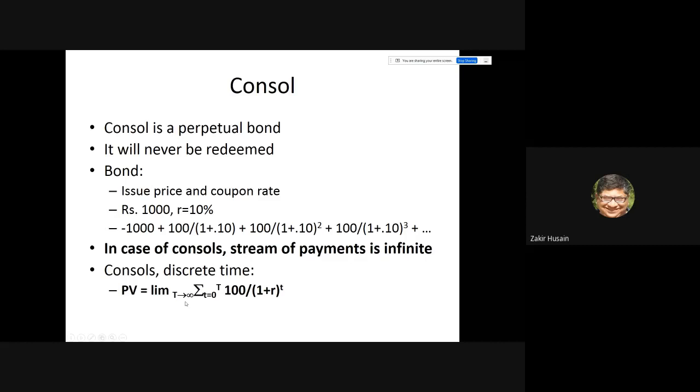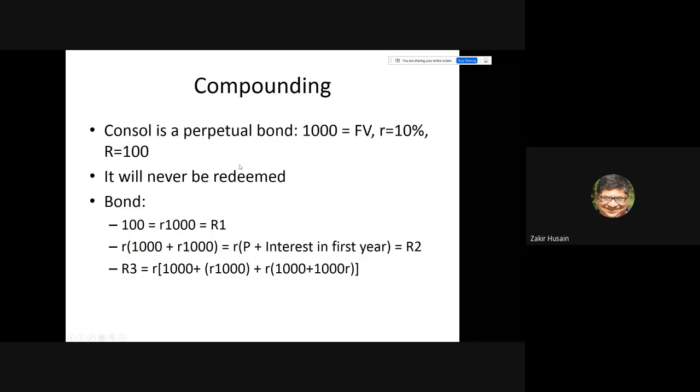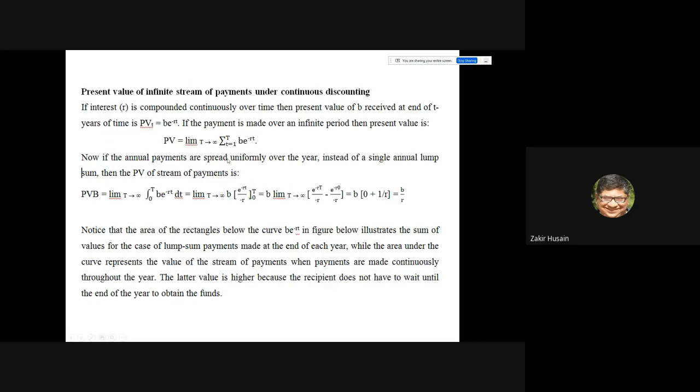Okay. So in discrete time, if the payment is in discrete time, you could say the sum from t equal to 0 to capital T, when capital T tends to infinity, of 100 over (1 plus r) to the power t. But if time is assumed to be continuous, then you cannot use sigma, summation. You have to use integration. So this is an improper integral. That is the annual payments.